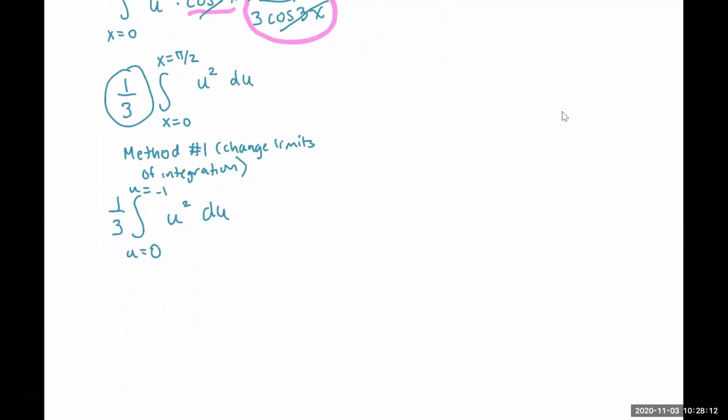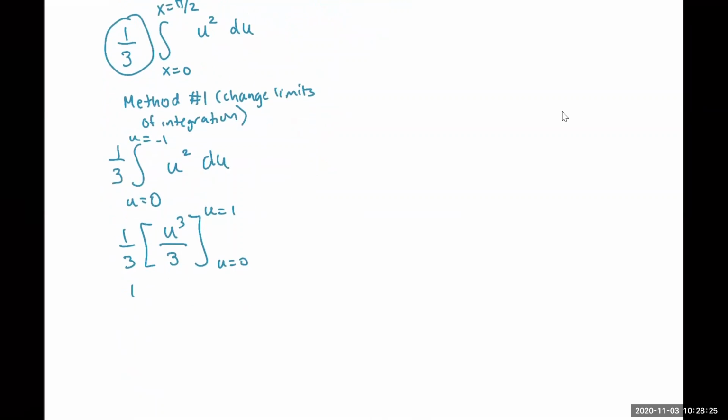So we just do u cubed over 3 as the antiderivative. Keep in mind that you still have that 1/3 out front. And then we have u equals 0 to u equals 1. So go ahead and evaluate the rest of the way and then type in what you think the answer is.